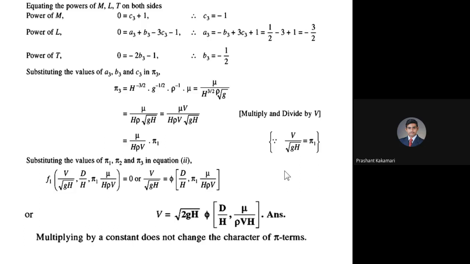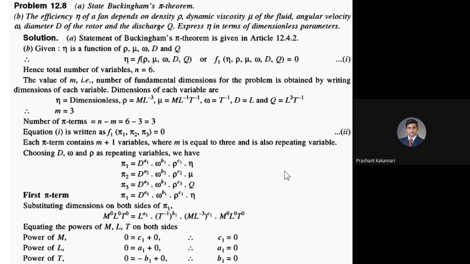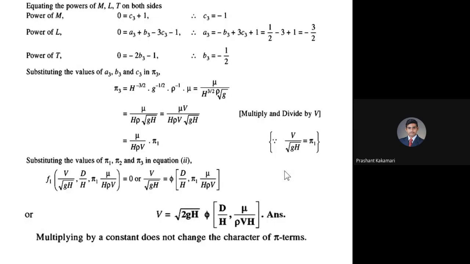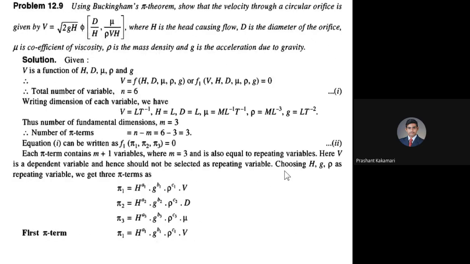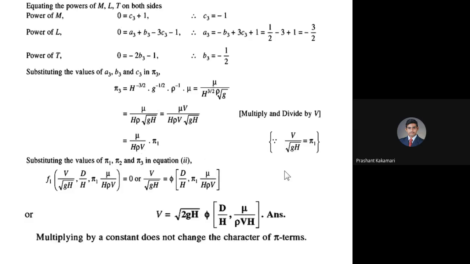Okay, so it's like this. What they have done, they have proved that v, the velocity of the flow, depends like this, by taking square root of 2gh into function of d by h, comma, mu by rho v h. Okay, so the same thing we have derived here.